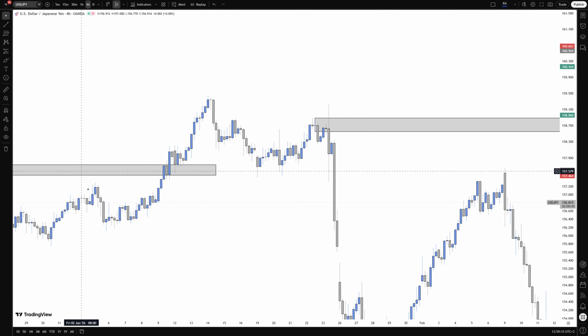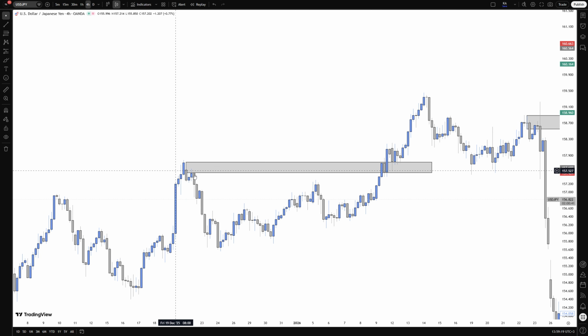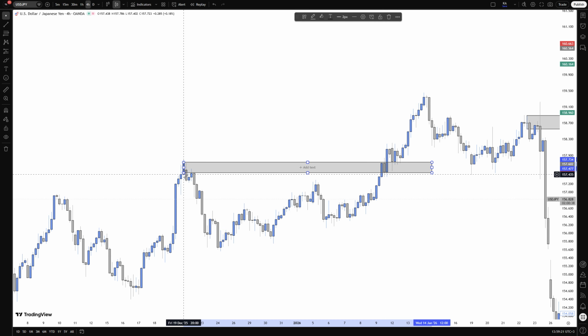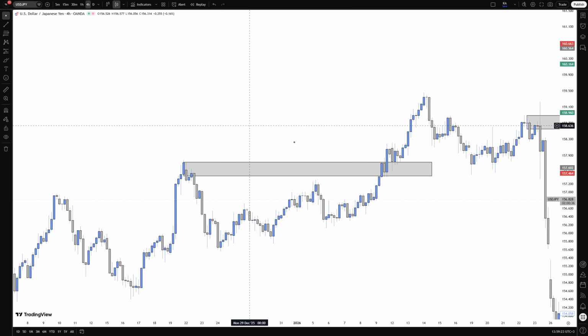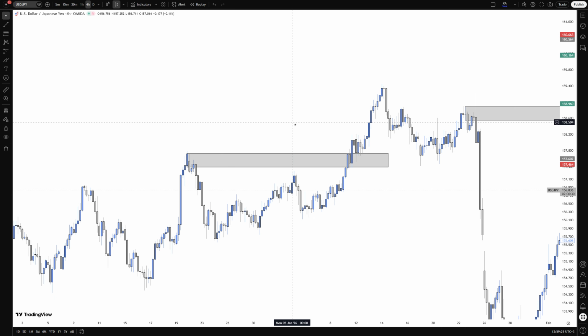So for example, I have another thing right here. This was a fail, as you can see. It didn't retrace back to the area and then went down. It broke above. So, guys, no strategy has a 100% win rate.